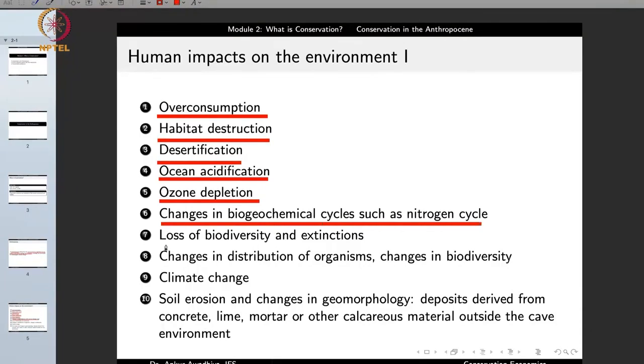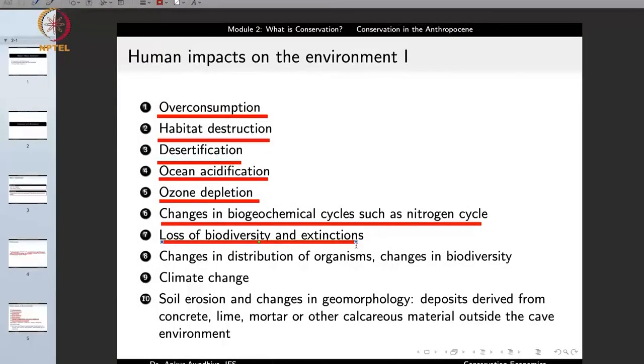Loss of biodiversity and extinctions because of a number of these factors, and also because of the rampant poaching that humans do. So there is a big loss of biodiversity. We are seeing a large wave of extinctions of organisms. Changes in the distribution of organisms, changes in biodiversity. Now, why do we see changes in the distribution of organisms? Because of the changes that we are making in the surface of Earth.